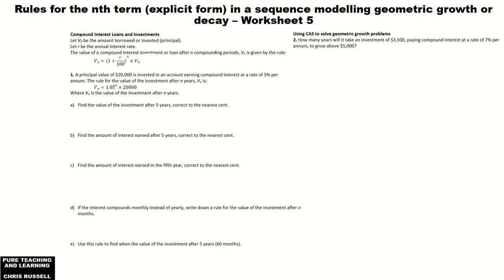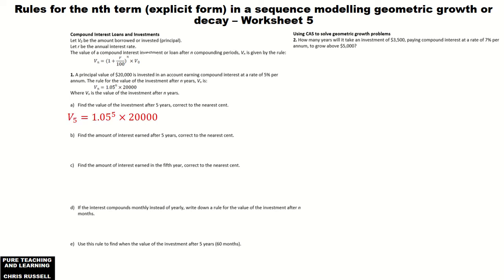So a principal value of $20,000 is invested in an account earning compound interest at a rate of 5% per annum. The rule for the value of the investment after n years, Vn, is Vn equals 1.05 to the power of n multiplied by 20,000, where Vn is the value of the investment after n years. A. Find the value of the investment after 5 years, correct to the nearest cent.